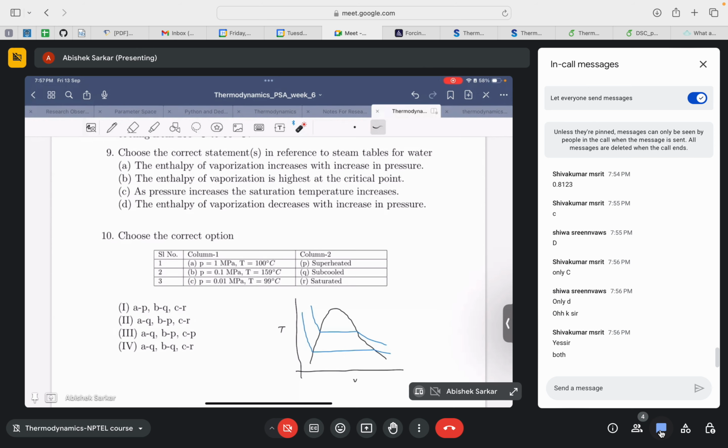And B is wrong because the enthalpy of evaporation is lowest at the critical point. It should not be highest, but lowest. And A and D are just the opposite. So C and D are correct. Thank you. The other two questions, I think you can solve them. They are similar, and I will provide the solution with this presentation.